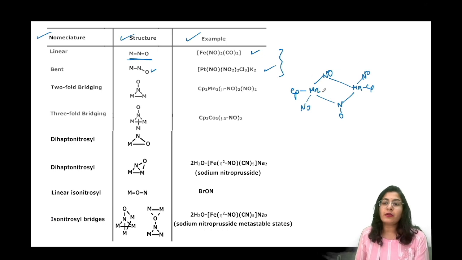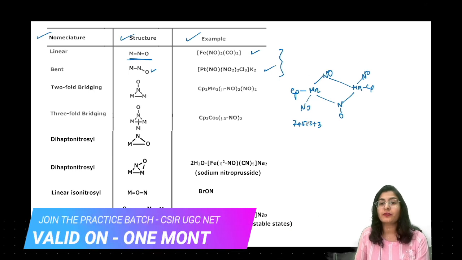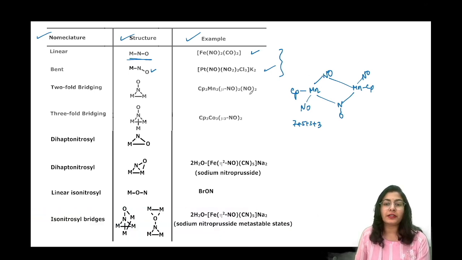Let's see. Count the number of electrons on this manganese. That is 7 electrons on the manganese, 5 from the Cp. Let's say 3 from this nitrosyl over here. Okay, so how many electrons are these? These are going to be 15 electrons. It needs 3 more electrons for 18. So it is absolutely going to get 3 electrons from any one of the nitrosyls. So there is no metal-metal bond required. Okay, this is going to be the structure.